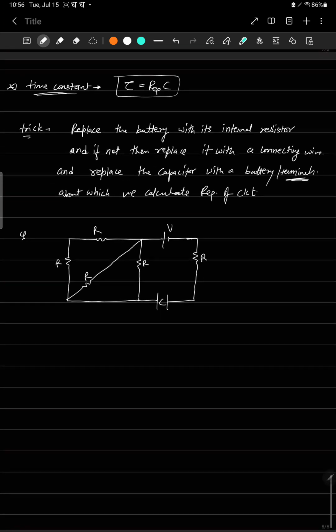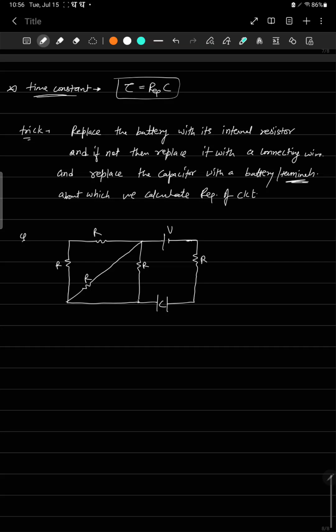So what to do here? Follow this process. Replace the battery with its internal resistor. The battery is ideal here, it has V volt voltage. So we can simply replace the battery. I'll draw the equivalent diagram here. Replace the battery with the connecting wire, that's it. Connect all the resistors as they are, and replace the capacitor with the terminals, A and B.